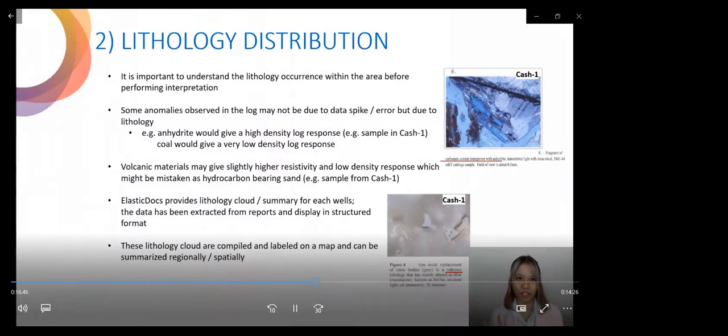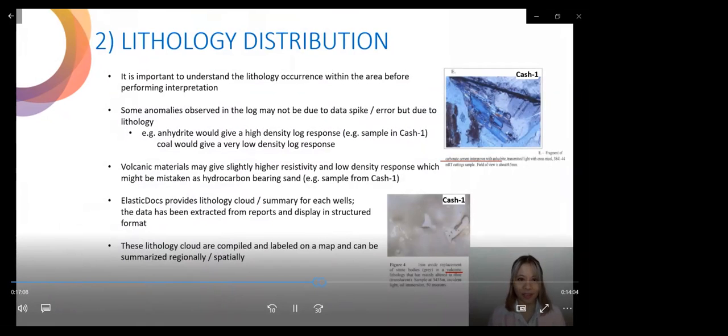The second potential issue is the limited understanding of lithology distribution. We know it is important to understand the lithology occurrence within the area before performing interpretation. Why? It's because some anomalies observed in logs, for example, may not be due to data spikes or errors, but actually due to lithology itself.